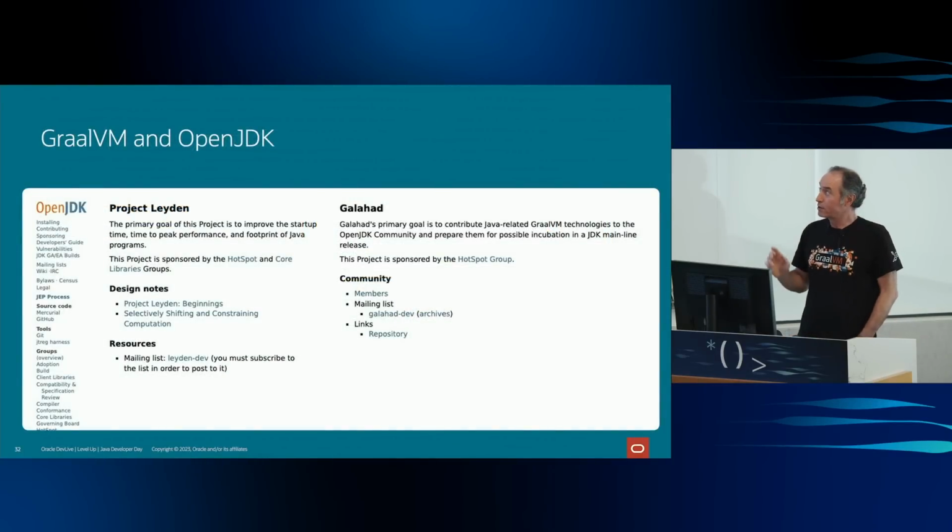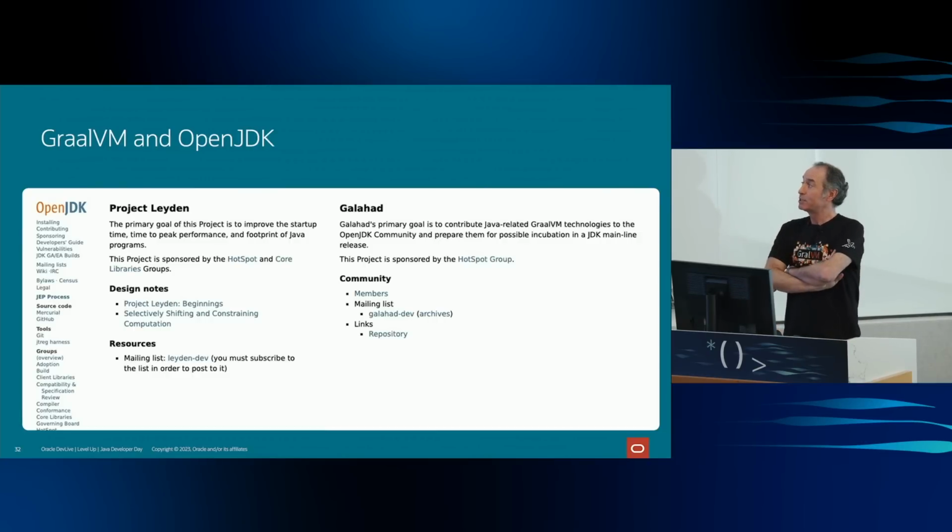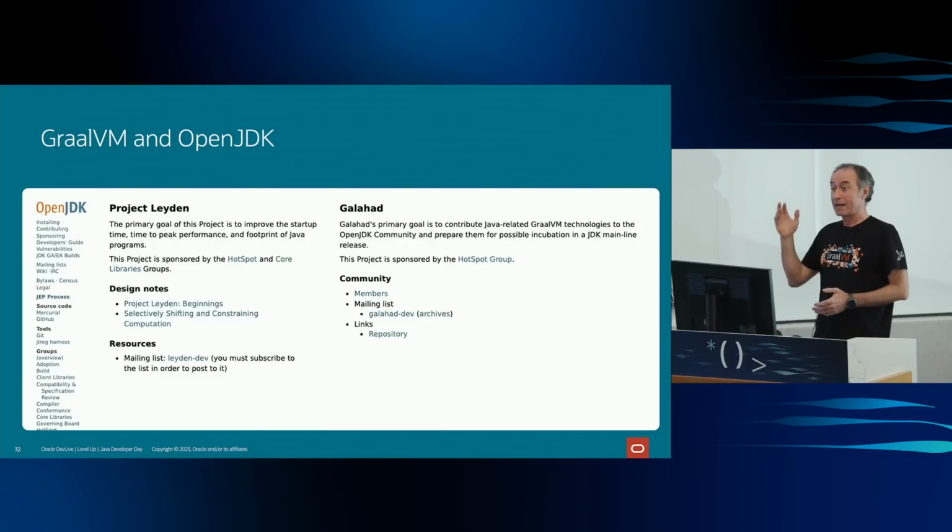Other things are going on. You heard maybe in the keynote from George today, there's Leyden, and there's Galahad. Leyden is intended to define static compilation in the Java platform. So today, GraalVM is working great. We're going to track this spec. At some point in time, there will be a Java standard for how native compilation works. And obviously, Native Image is going to comply with that.